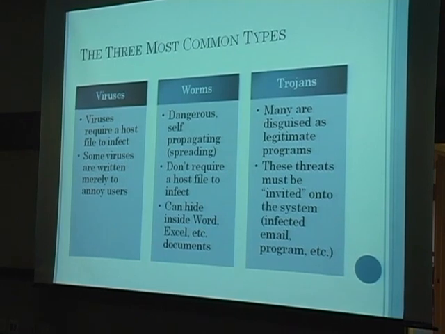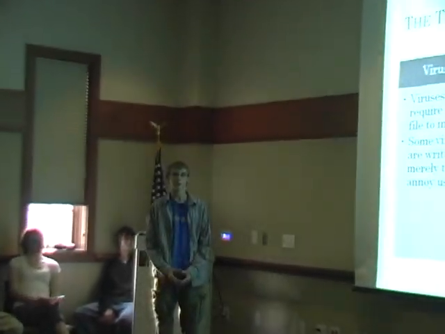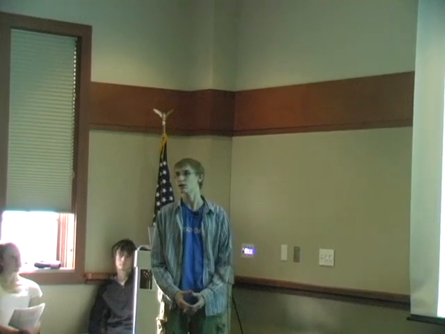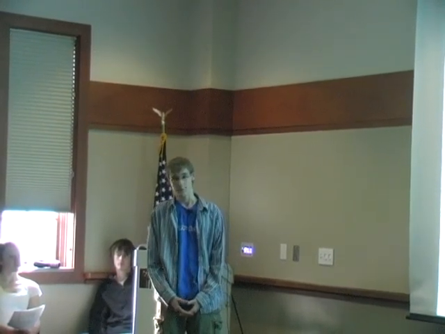And then the third most common type is a Trojan. Most Trojans are designed as a legitimate program, and because of the way they're designed, they have to be invited onto the system. What we mean is that, for example, a Trojan may be hiding in a keyboard remapper, and a keyboard remapper is a legitimate program. It allows you to change the keys, so instead of hitting a D key, you would hit a K key. Programmers use that to make it more convenient for them. But a Trojan can be hiding behind that, so the virus software won't detect it.